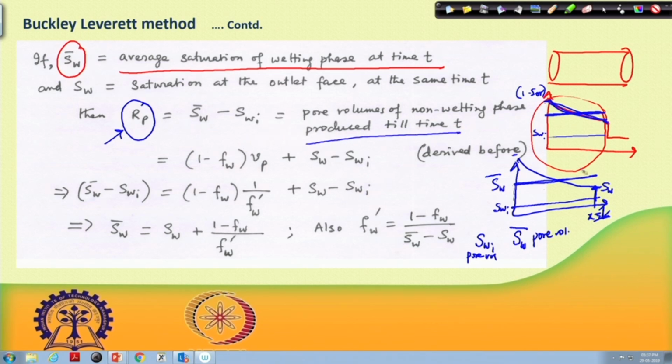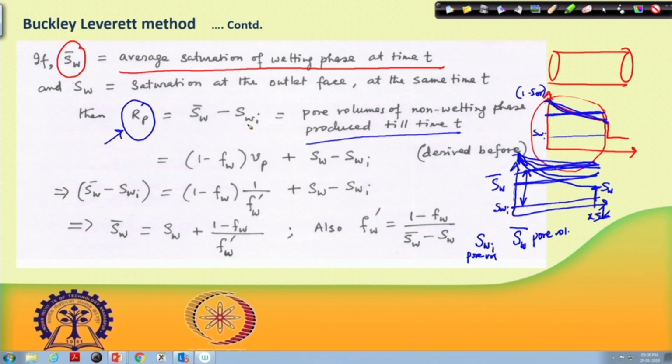At any time, let us say at some other time, I can find this part remains the same. Let us say this is the curve or this is the curve. Then we have to find out what is the corresponding SW bar, what is this difference SW bar minus SWI, and that difference arises because that much oil has been pushed out from the core. So, that is why the pore volume of produced oil is SW bar minus SWI.